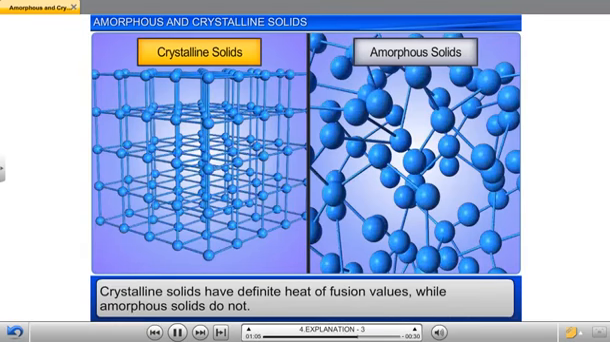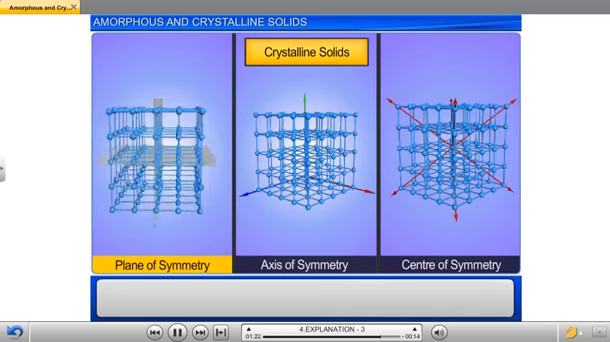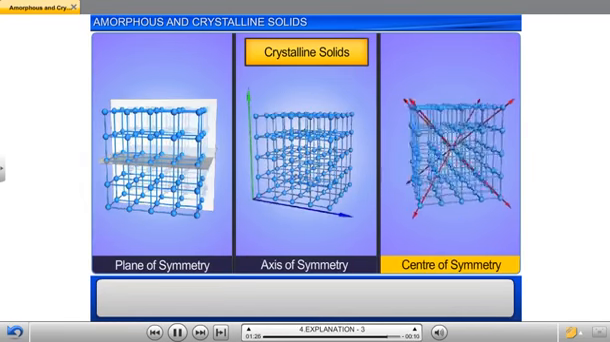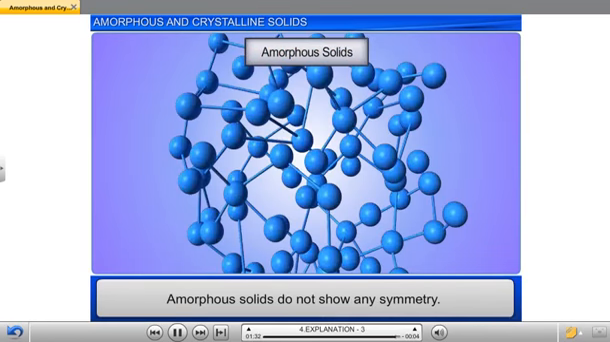Crystalline solids have definite heat of fusion values, while amorphous solids do not. Another important property of these solids is symmetry. Crystalline solids show plane of symmetry, axis of symmetry, and center of symmetry. On the other hand, amorphous solids do not show any symmetry.